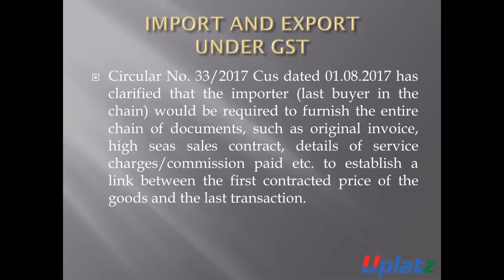Circular number 33/2017-Customs dated 1st August 2017 has clarified that the importer, the last buyer in the chain, would be required to furnish the entire chain of documents such as original invoice, high sea sale contract, details of service charges, amount of commission paid, etc., to establish the link between the first connected person of the goods and the last transaction.